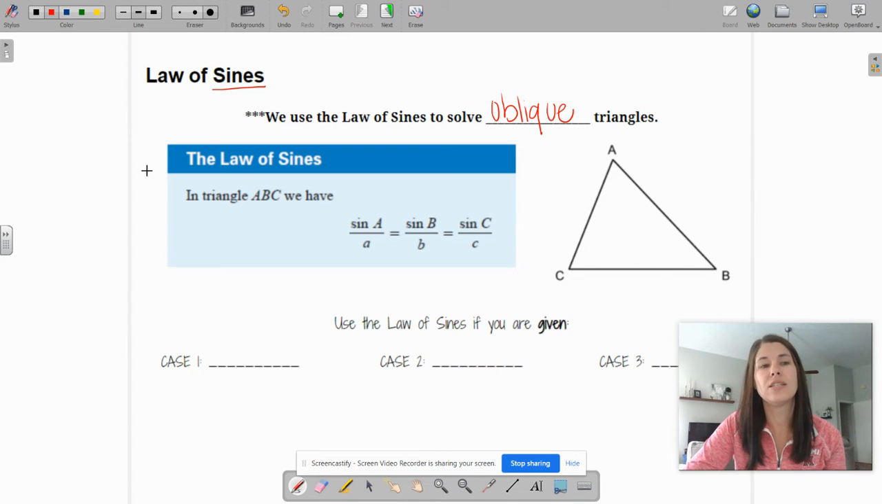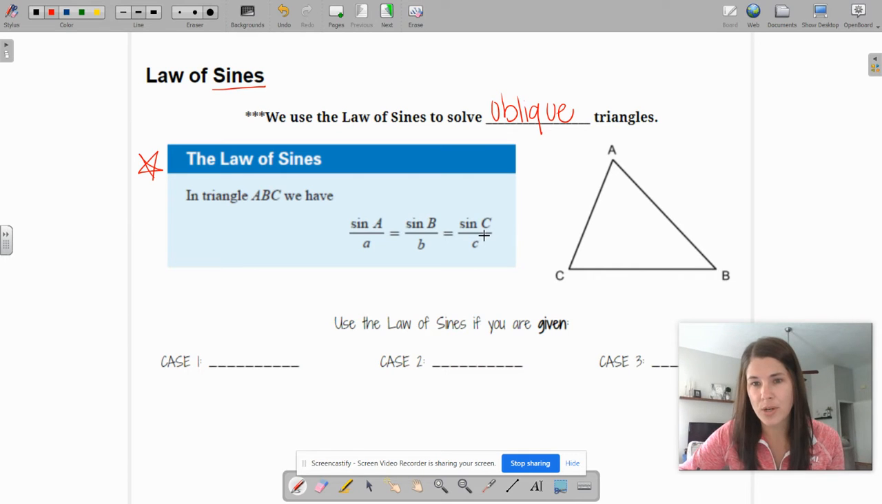And right here, this is your law of sines. And I know it looks a little bit interesting because it has two different equal signs. So it's a ratio of the sine of angle A over side A. And that ratio is equal to the sine of angle B over side B, which is equal to the ratio of sine of angle C over side C.